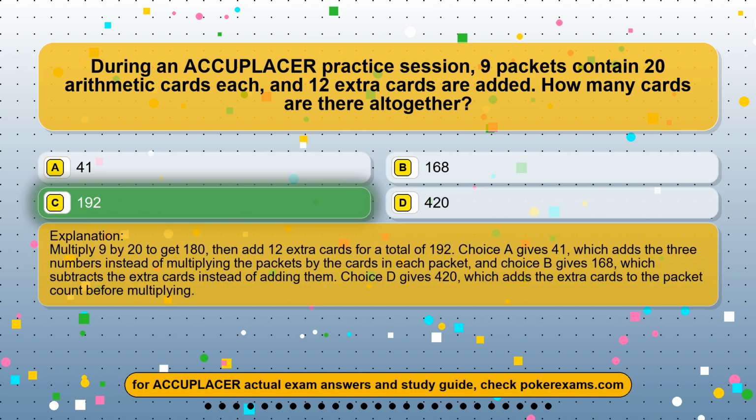Multiply 9 by 20 to get 180, then add 12 extra cards for a total of 192. Choice A gives 41, which adds the 3 numbers instead of multiplying the packets by the cards in each packet, and choice B gives 168, which subtracts the extra cards instead of adding them. Choice D gives 420, which adds the extra cards to the packet count before multiplying.